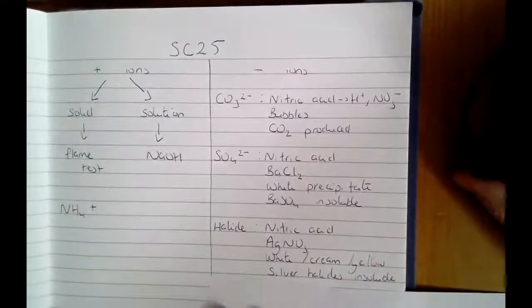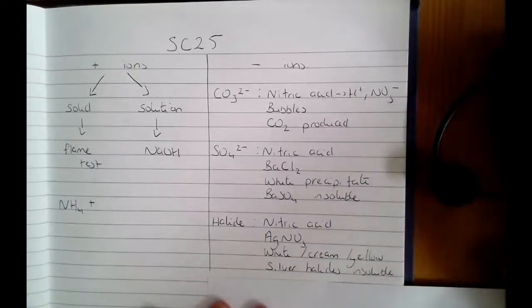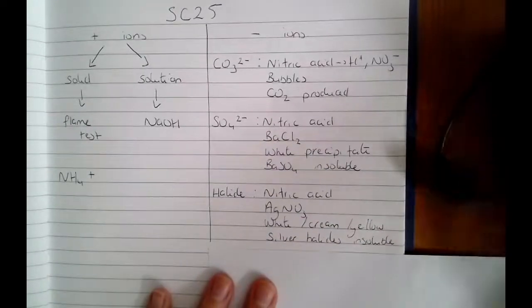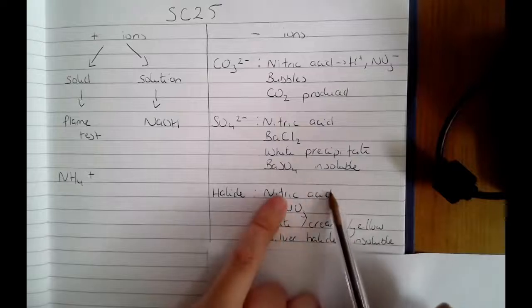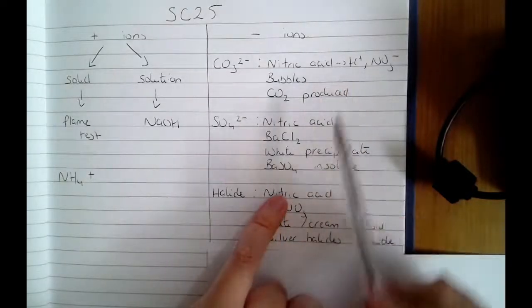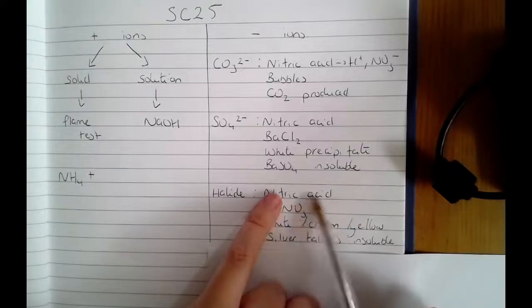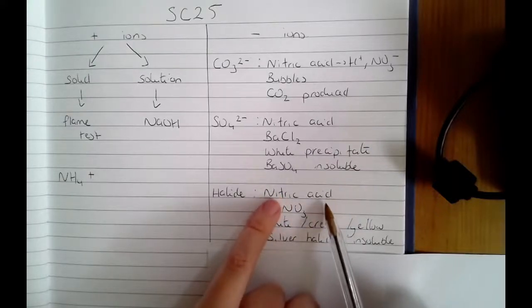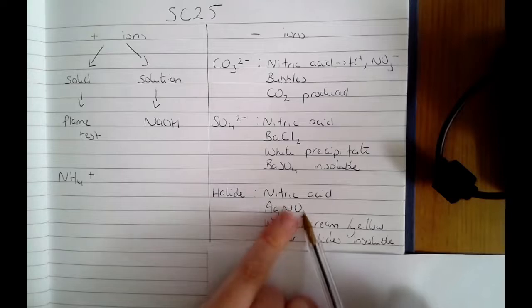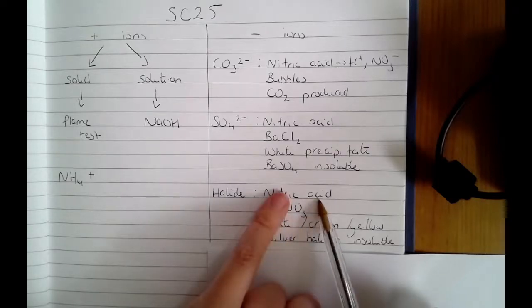The other test you need to know is for halides, so any of the group 7 ions, so chloride, bromide or iodide ions. Again, I'm going to start by adding nitric acid. This is to rule out the presence of a carbonate. I'm not going to use hydrochloric acid here. If I use hydrochloric acid, I'm introducing chloride ions, and then of course I'm going to get a positive test later on, so I'm going to use nitric acid.